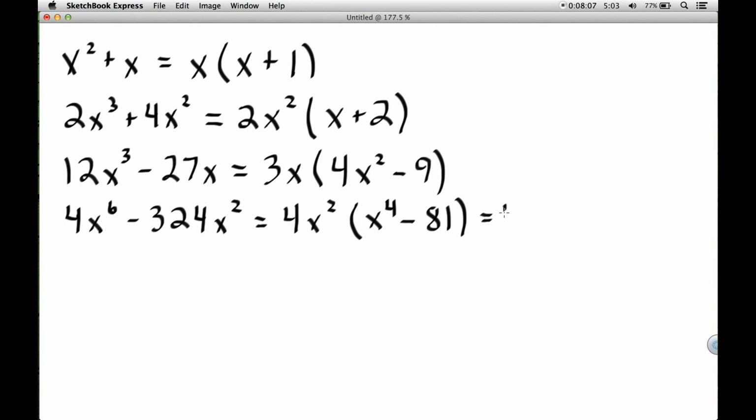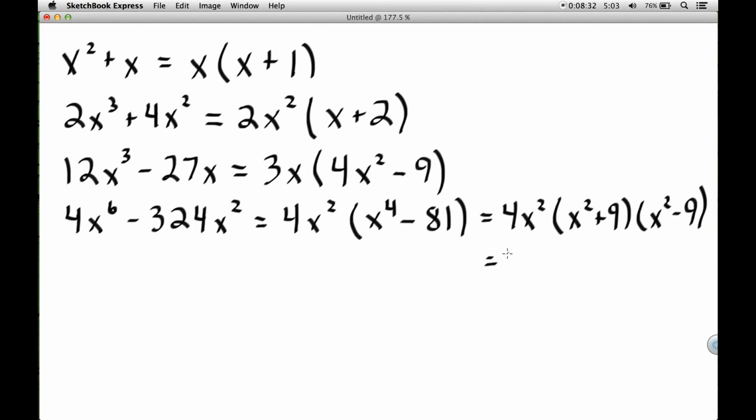So this is going to be 4x squared times the square root of this, x squared, plus the square root of this, 9, times x squared minus 9. And in fact, we can even go further, because we can apply that formula one more time to x squared minus 9. Not this x squared plus 9, because it doesn't work with a plus, only with the minus.